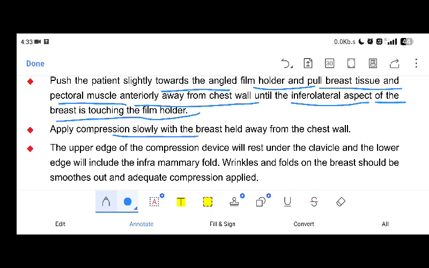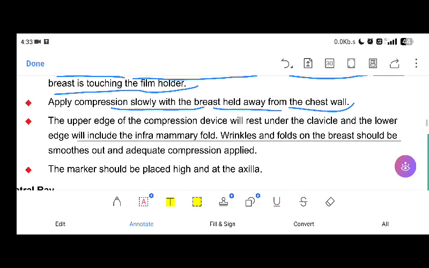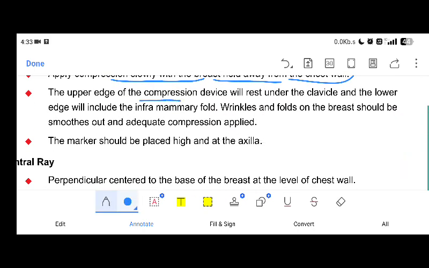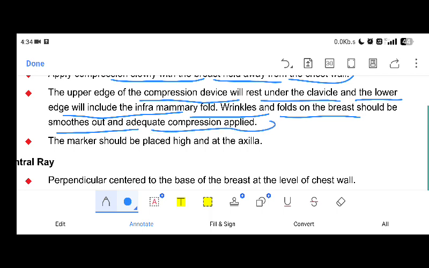Apply compression slowly with the breast held away from the chest wall. The upper edge of the compression device will rest under the clavicle, and the lower edge will include the inframammary fold. Wrinkles and folds on the breast should be smoothed out, and adequate compression should be applied.